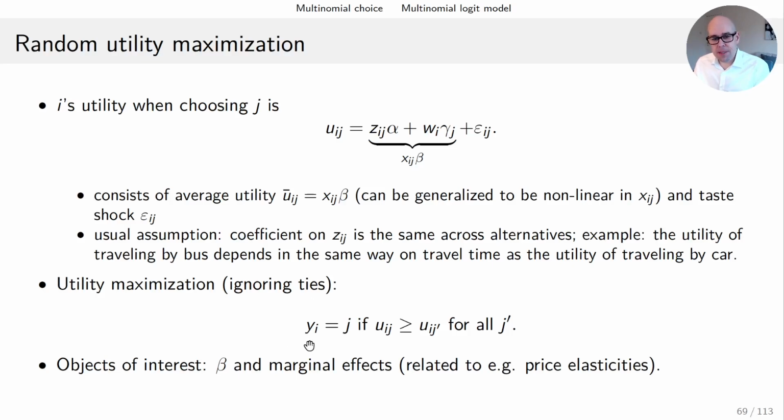So formally it could be that this holds, so that's an if, that's not an if and only if, that's what I mean to say. Good, so the object of interest is beta and marginal effects. Marginal effects would be changes in the probabilities to choose certain alternatives, and this is again related to price elasticities. So price elasticities are the percentage changes in demand when price changes by 1%.